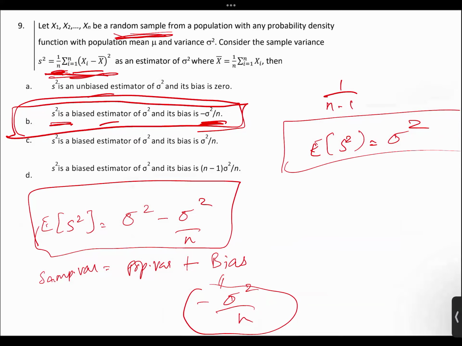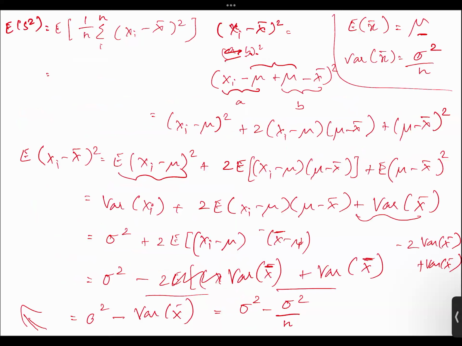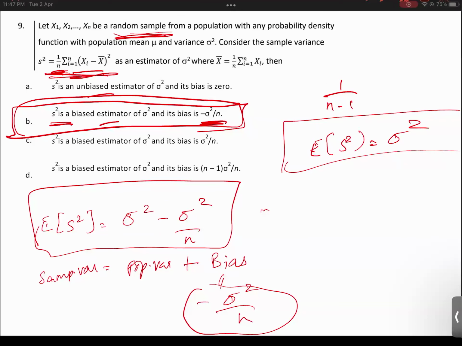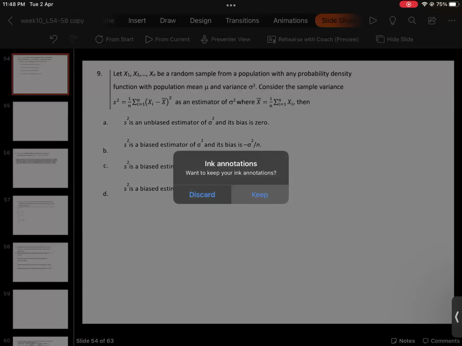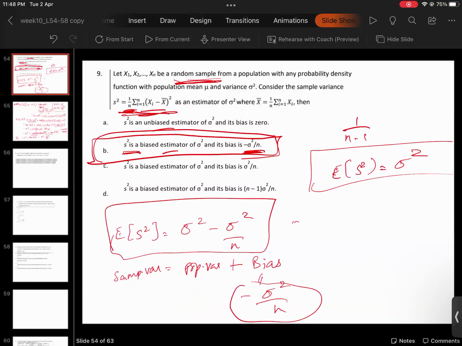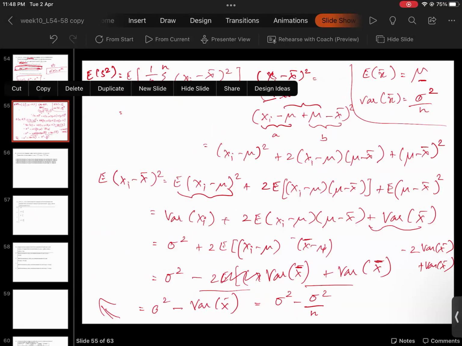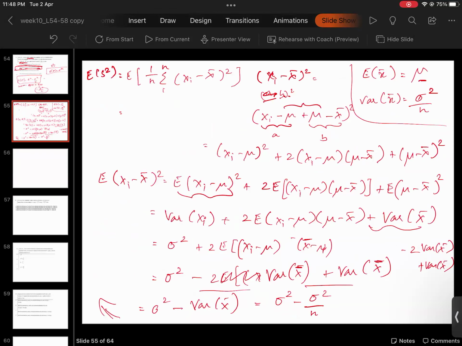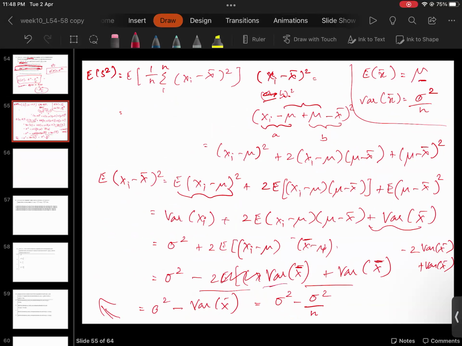Ma'am, please explain the last step. Last step, this one you mean? No, ma'am, the second last. Yes, this slide. Let me go to the slide. Yes, ma'am, same slide. So this step you mean, right? Like how did we get from this to this? Yes, ma'am.